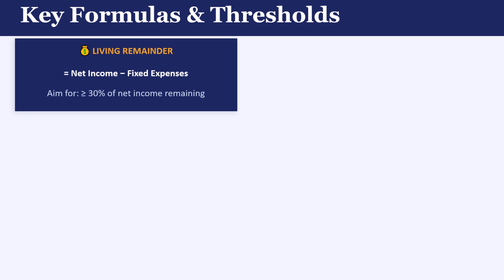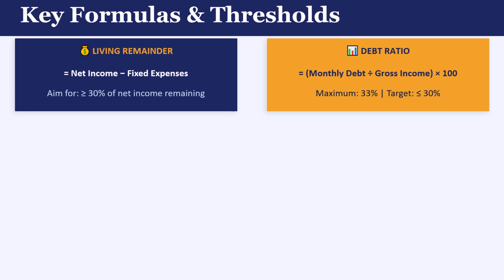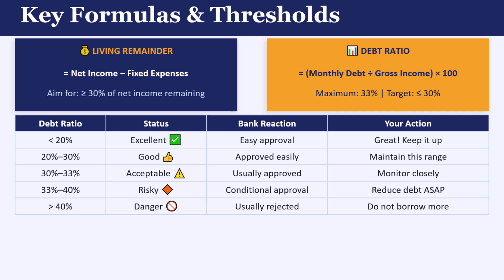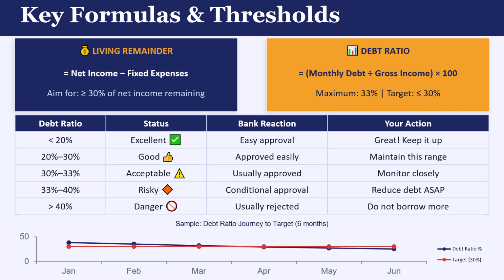The key formulas and the thresholds. Living remainder aims for higher than or equal to 30% of net income remaining. Debt ratio maximum 33%. Target less than or equal to 30%. This is a small table showing you how to calculate and view your living remainder and your debt ratio. And this is a sample graph of our debt ratio journey to target in 6 months.